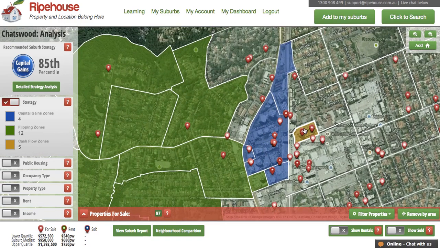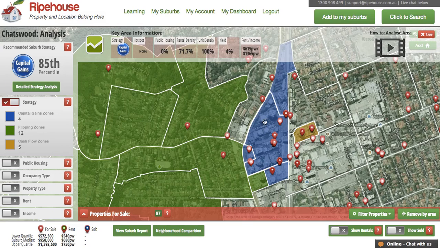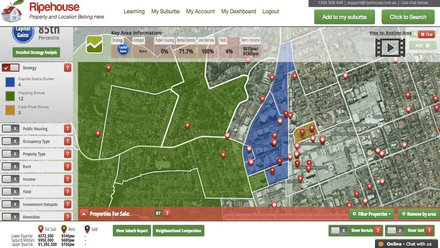We can see an orange area here which is recommended for cash flow, which will be high yields. But the blue area, let's click on it and have a look. It's got 0% public housing, 71.7% rental density, 100% units, 4% yield, and $615 per week rent versus $1,365 as the average gross income in the household. Okay, so it all seems great on the surface. It's been recommended, but how does that stack up against the suburb overall?